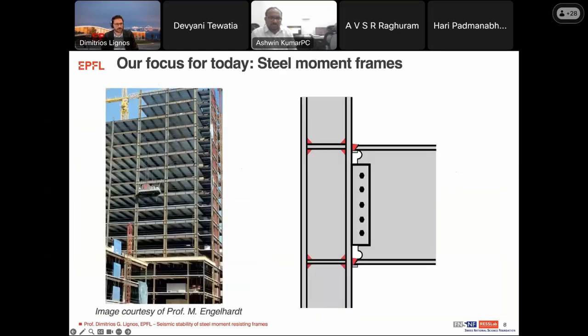So without further ado, I'll now switch to the topic. My talk will focus primarily on steel moment frames, which is a very popular lateral load resisting system.